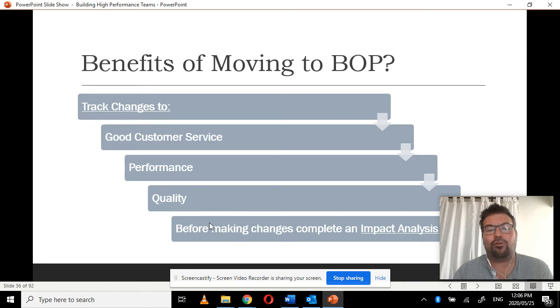Okay. But before we make those changes, we need to make an impact analysis. So before we go to best practice, we need to say, okay, so what is this going to affect? Does it affect our people? Does it affect our infrastructure? Does it affect our venue? Does it affect the stakeholders? Does it affect our finances?